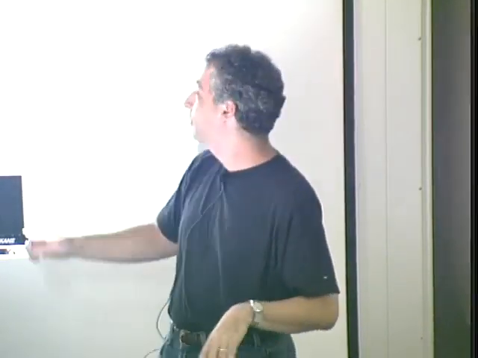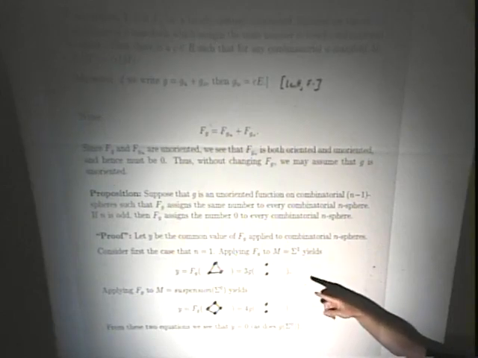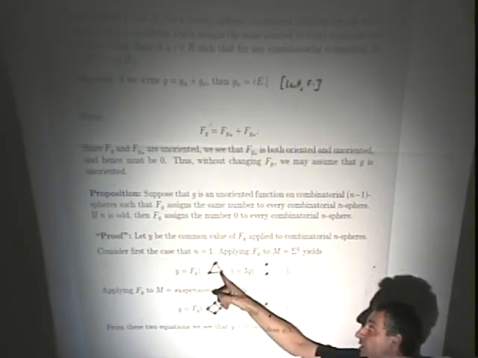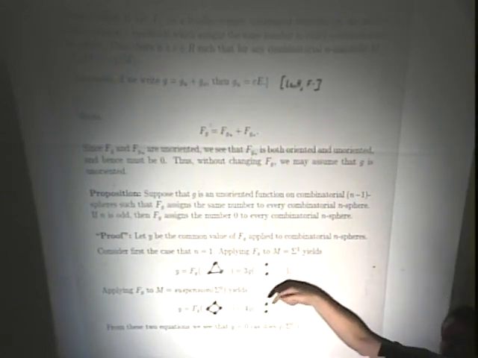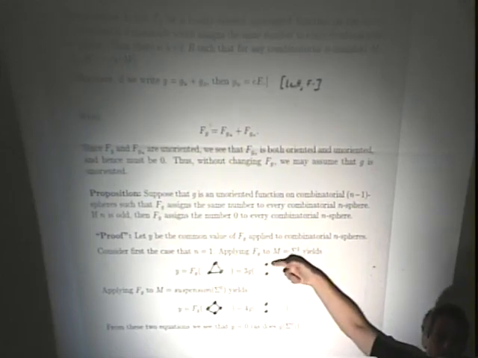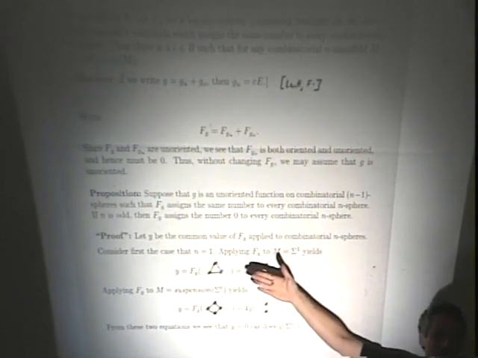Okay, so let y be the common value that f_g is assigning to n spheres. And let's consider the case n equals 1. Okay, so here's an example of a combinatorial one sphere. The rule says f_g on this one sphere is the sum of g applied to the link of each vertex. Each vertex has a link that's a 0 sphere, just 2 points. And so I get 3 times that function has to be y.